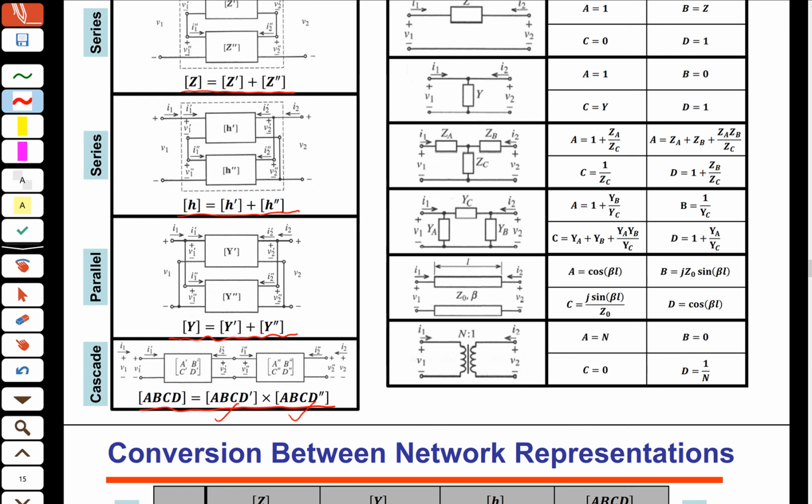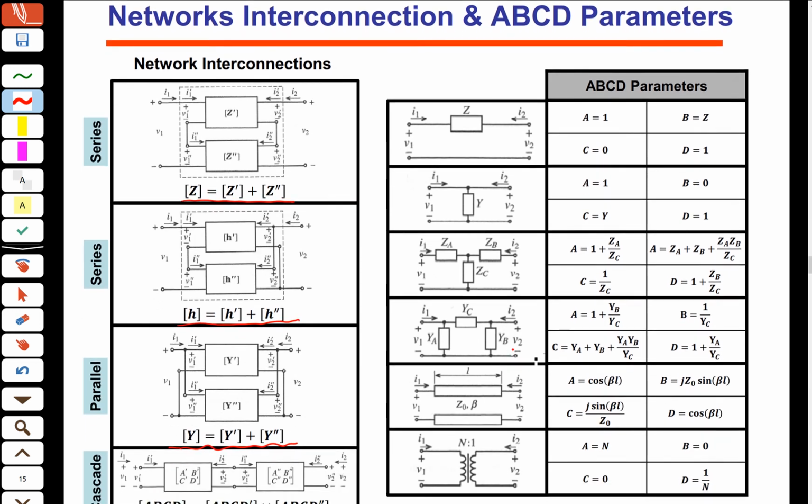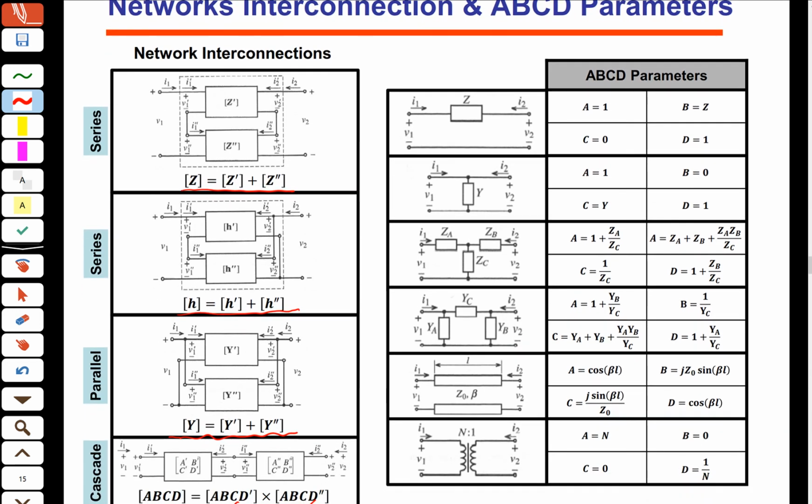And then here we have the ABCD parameters for single components. For example, for a single transmission line with the impedance of Z, the ABCD matrix is this value. For a transmission line in parallel, the ABCD matrix is these numbers, and then for the T network, for a pi network, for a transmission line with the length of L, and then for a transformer. So these are the ABCD values.